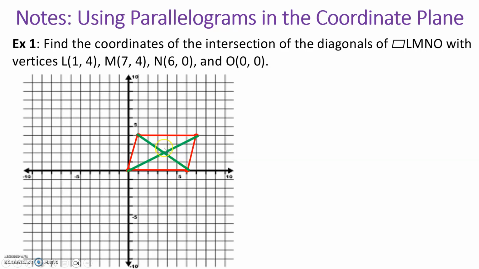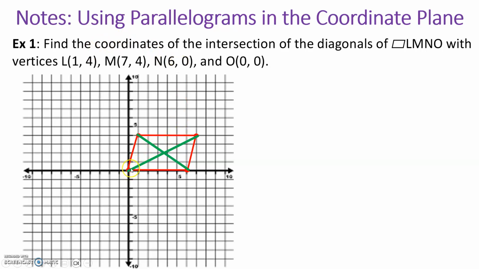Remember from yesterday, the intersection is at the midpoint. We can find this graphically, or we could find the midpoint of the opposite vertices. That is, we can look at L and N and find the midpoint. 1 plus 6 is 7. 7 divided by 2 is 3.5. 4 plus 0 is 4. 4 divided by 2 is 2.